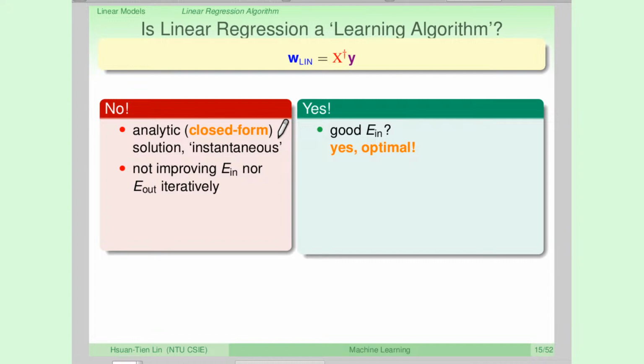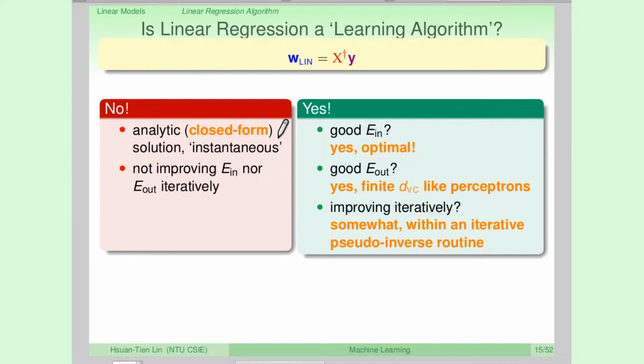But if you think about it, the answer may also be yes. We have good E in by this algorithm. It's optimal as we showed in the previous slide. And can we guarantee good E out? Yes, because you can actually derive from the theoretical results that the hypothesis used by linear regression has finite VC dimension, just like perceptrons. So we can guarantee good E out. And if there's good E out, then we have learned something, or the machine has learned something.